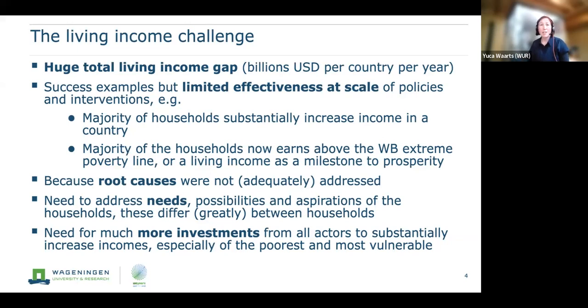So if anyone has studies that show substantial income increase at scale in a certain country or supply chain, let me know, because I'm really interested to learn. And what we also found is that often the root causes of poverty weren't adequately addressed, or only addressed for a small group, or only partly. And that is quite a challenge to achieve the income increase we would like to see. So basically, we need to address those needs, but also the possibilities and aspirations, right? Sometimes the aspirations of households for themselves or for their children don't necessarily lie in cocoa, for instance. Also what we need is more investments, and I will dive into this a bit more later.